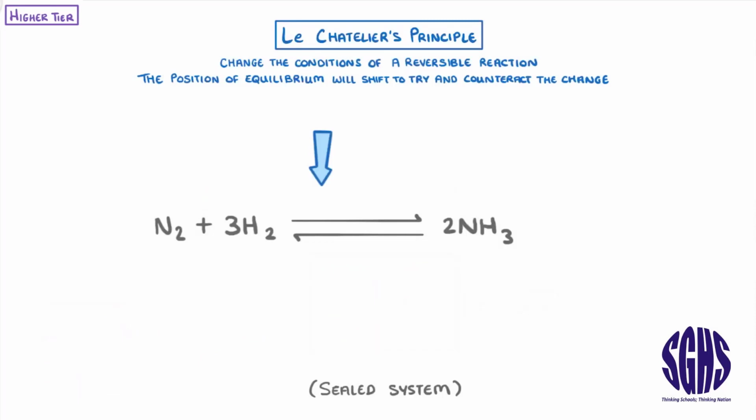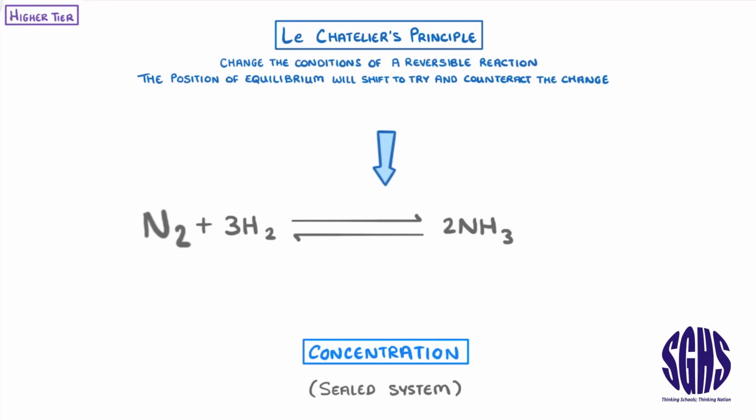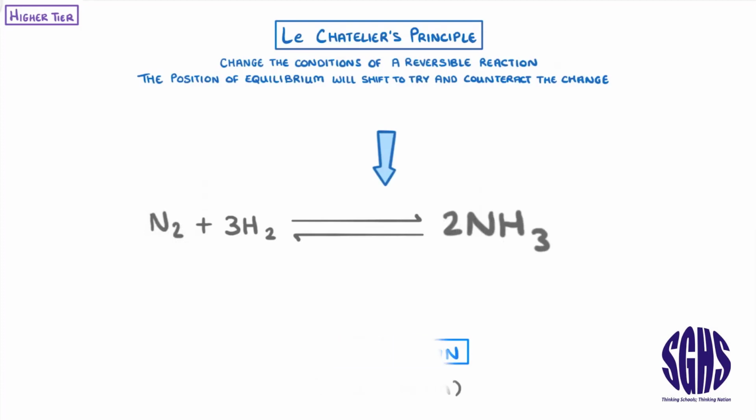The very last change that we need to look at is changes in concentration. For example, if we added more nitrogen to our sealed container, it would increase the concentration of nitrogen. So to oppose this change, the equilibrium shifts to the opposite side, which in this case is the right, and forms more ammonia. And that's it.